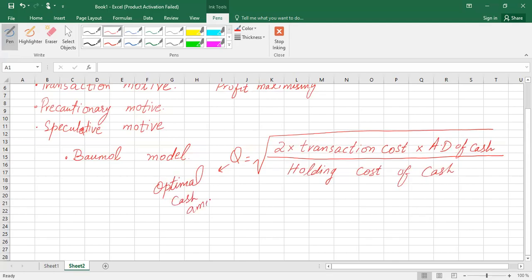This 2 is constant in EOQ formula and here as well. Transaction cost means the amount which will arise at every transaction. So the company would have to bear this cost whenever the transaction occurs. Annual demand of cash is how much cash we need annually to settle the liabilities, as well as how much cash we need to settle the day-to-day expenses or whatever.